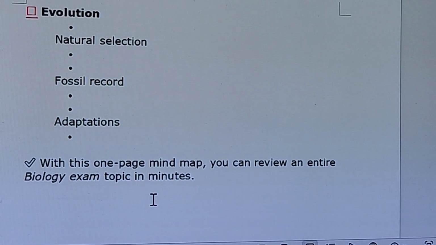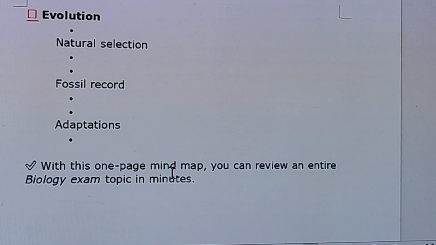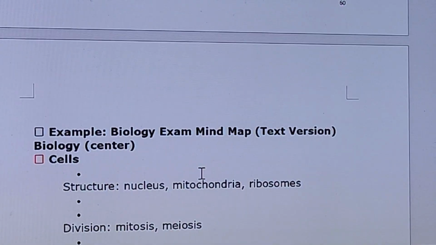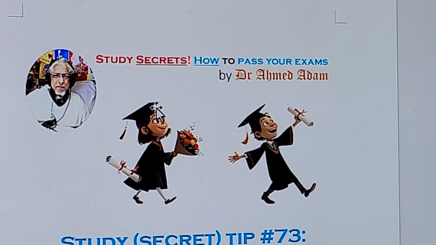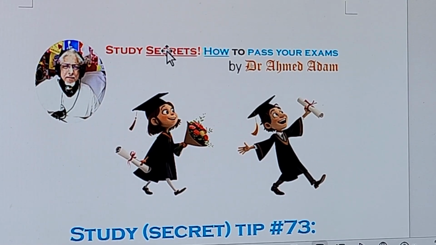And with this one-page mind map, you can then review an entire biology exam topic in just a few minutes. So please remember, use this mind map as a very effective tool that concentrates detailed pages into one simple summary page. Stay well, stay focused, stay mentally strong.